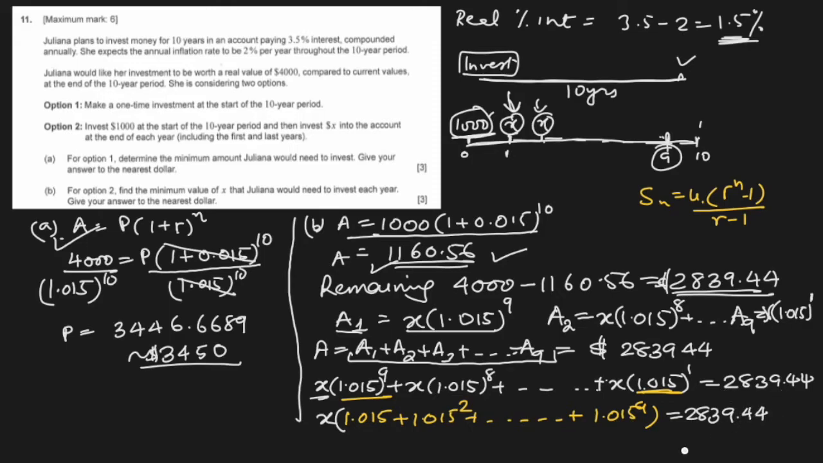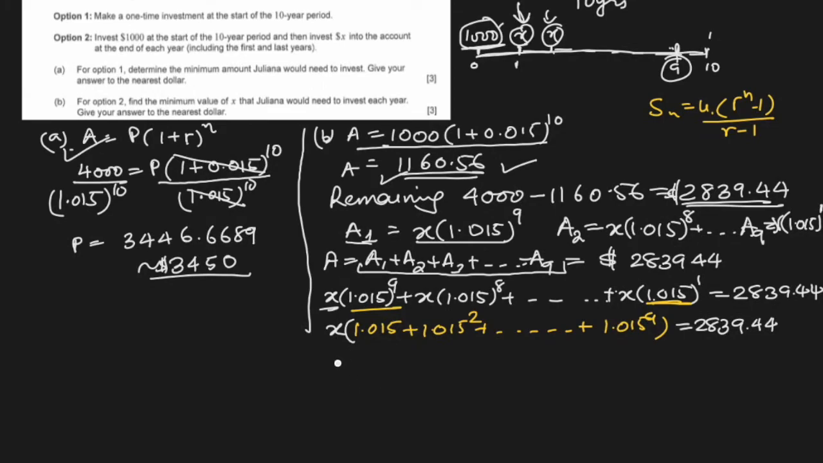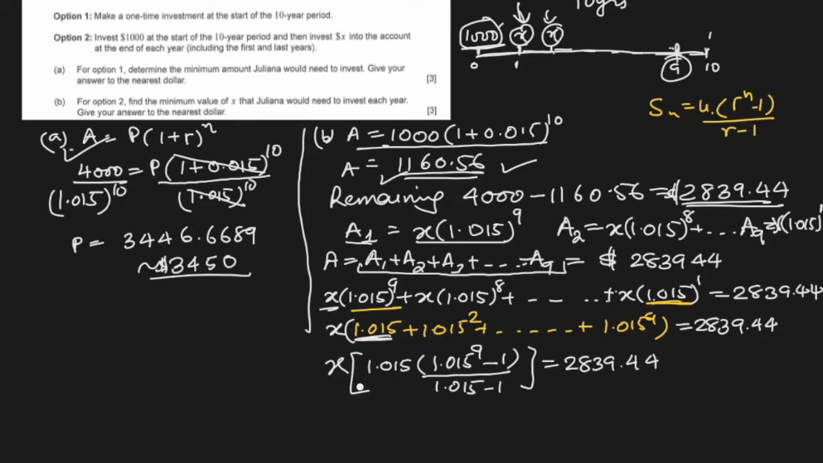So this whole thing was equal to 2839.44. Okay, let's get some space here. So X, and I will use the formula I wrote just here. U1, what is the first term? 1.015. What is R? Every time it is multiplying by 1.015, so that becomes R as well. And how many terms are there in total? 9. So 1.015 to the power 9 minus 1 over 1.015 minus 1, equal to 2839.44.